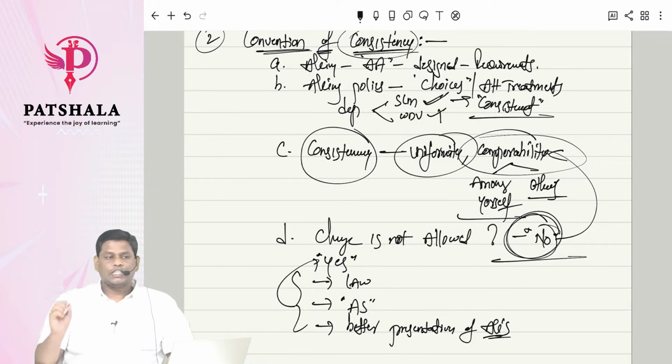Next point. The principle of consistency advises that policies should be followed consistently year after year, to achieve uniformity and comparability.